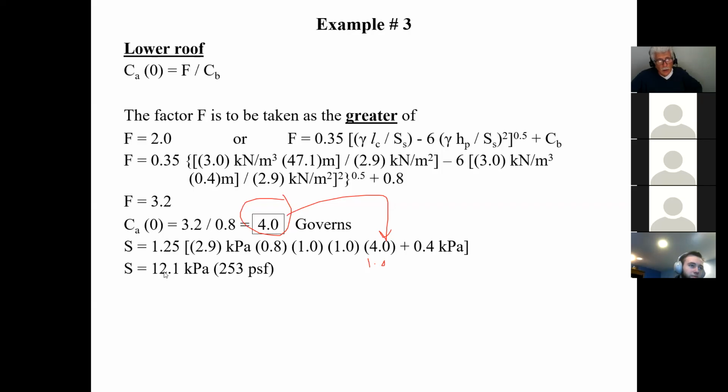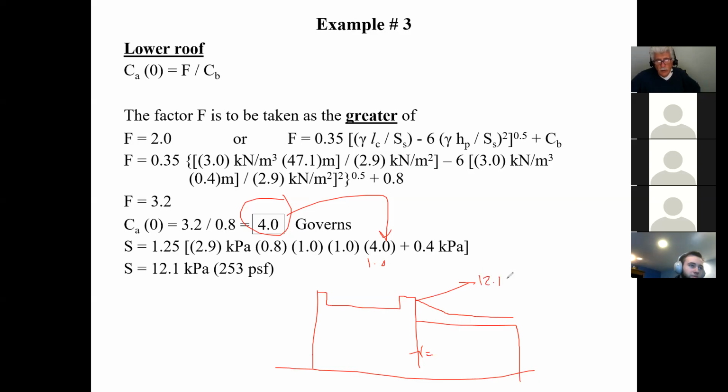And therefore I end up with 12.1 kPa. So what does that mean? That means that right where the upper roof and the lower roof meet, okay? That snow accumulation there, that value right there where X is equal to 0, is going to be 12.1 kPa. In other words, it's going to be 253 pounds per square foot of snow that can build up right there.